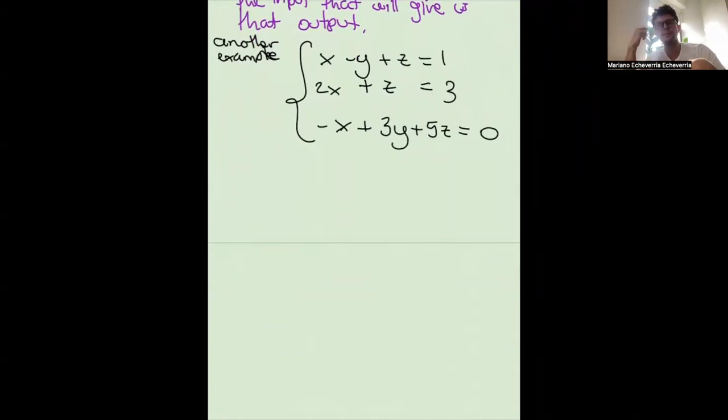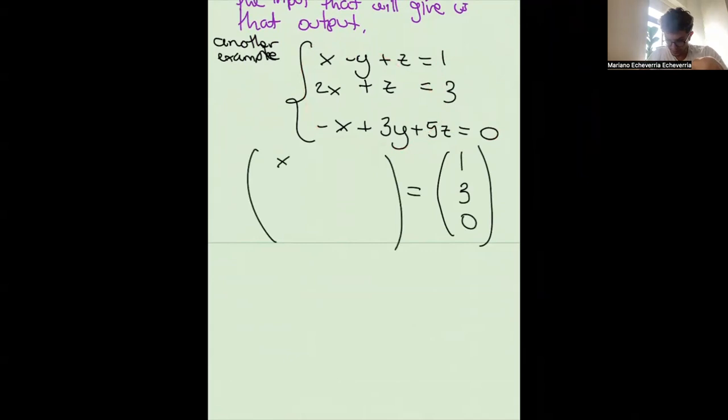So you have this system of equations. Now I'm doing 3 variables, 3 unknowns. So what I'm saying is that if you wanted to rewrite this system of equations in terms of matrices, you turn these 3 numbers into a vector. So it's 1, 3, 0. And these 3 equations into the entries of a vector. So you get x minus y plus z, 2x plus z, and then minus x plus 3y plus 5z. Is that okay so far, so good?